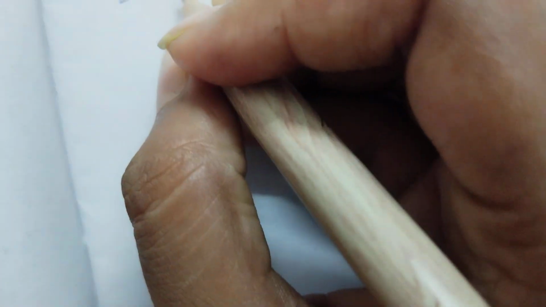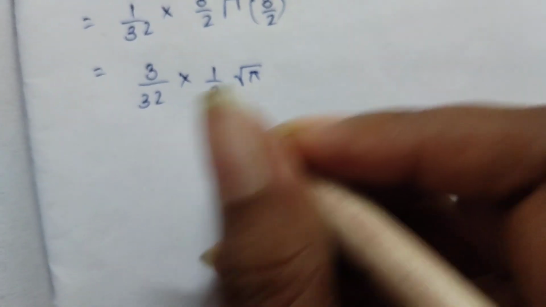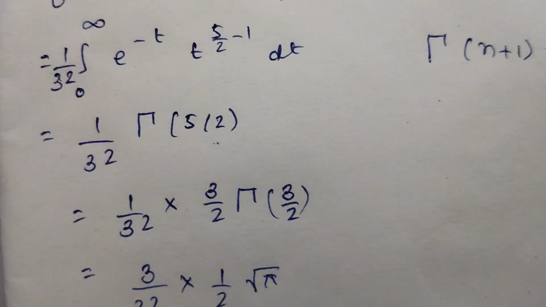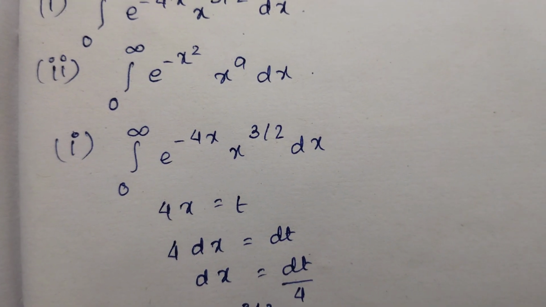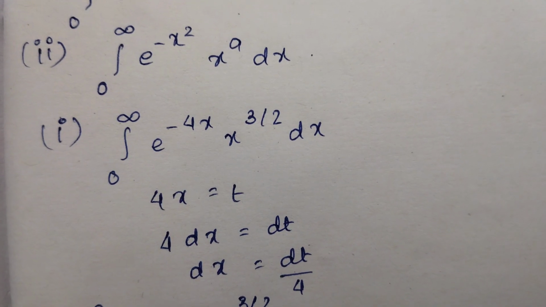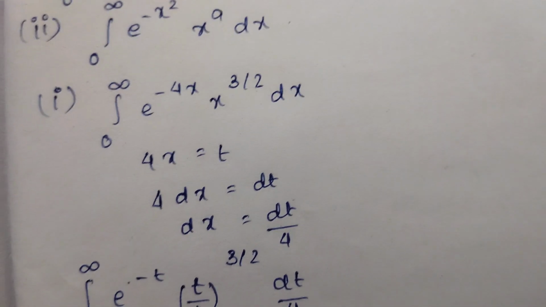Now if we put the values accordingly, we get 3 by 32 into 1 by 2 into root pi. Now this is our answer. Next, moving on to the next question that we had. The second question that we have is integration from 0 to infinity of e to the power minus x square into x to the power 9 dx.